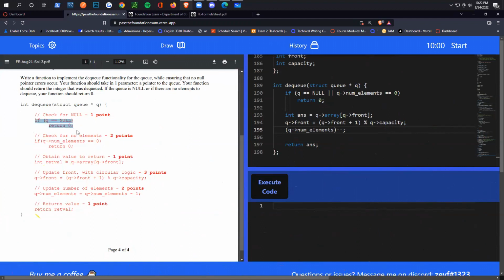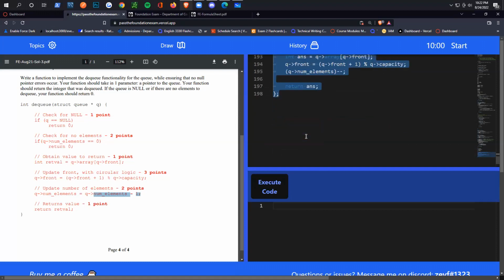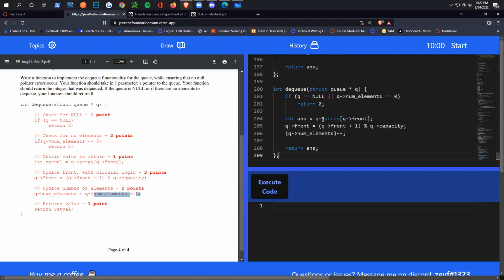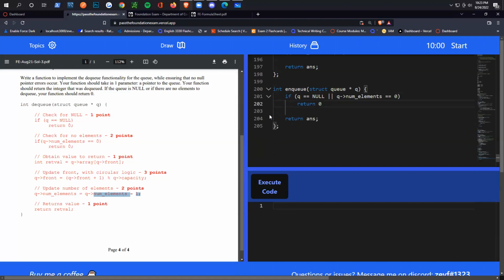So let's see. Check if Q is null. We did that. Check if number of elements is 0. We did that. Store the right value, return value. We did that. Update circular logic. We did that. Q number of elements minus 1, and then return the return value. So that is that. By the way, let me just do onQ real quick before I go. I'll explain this before I go. But yeah, guys, this is going to be the last question. So you guys know.